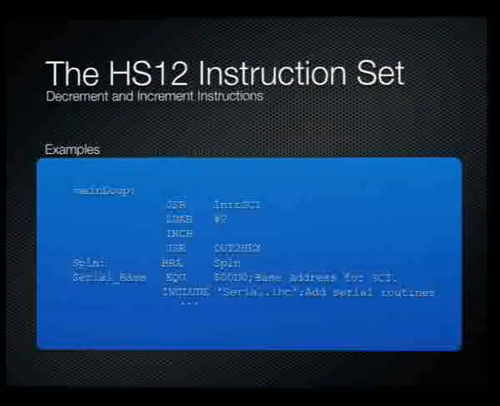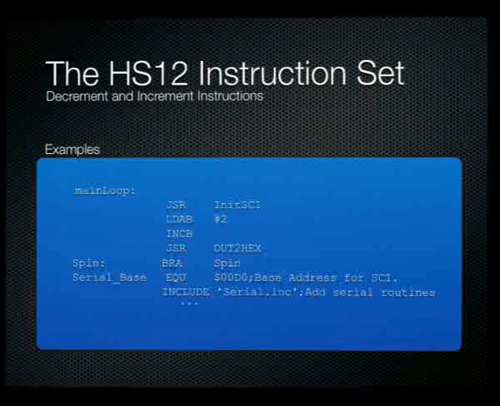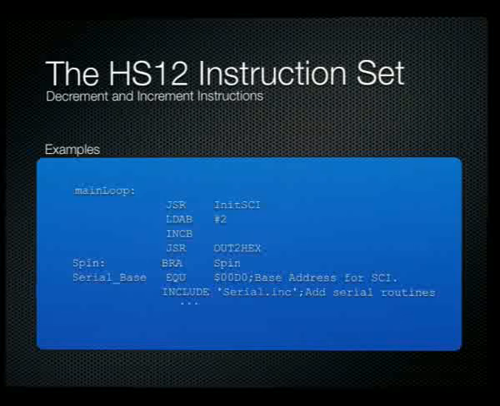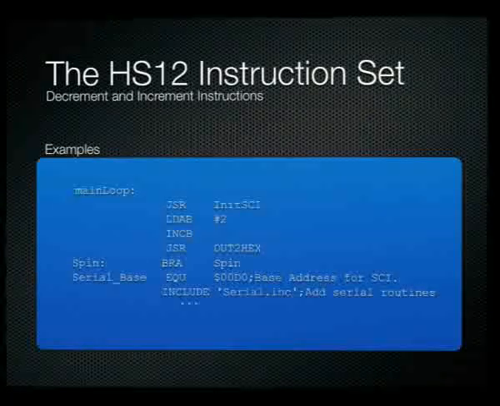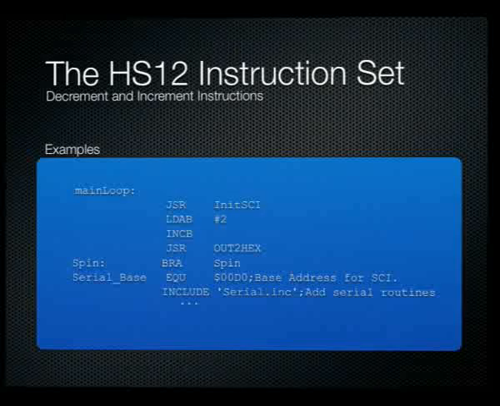Okay, I've got an example here of using an increment instruction. So in this example here, I'm using the serial subsystem so that I can actually echo some data back to the terminal screen. So first thing I've done inside here is I've actually initialized the serial device. So I used an init SCI library command to initialize the serial subsystem. I've then gone and loaded accumulator B with the number 2. So I've immediately loaded the number 2, which in this case is in decimal format, into accumulator B.